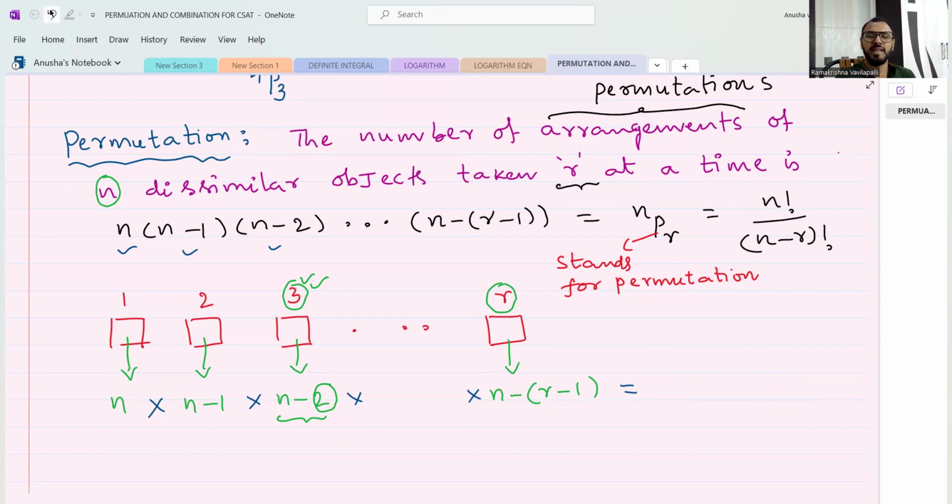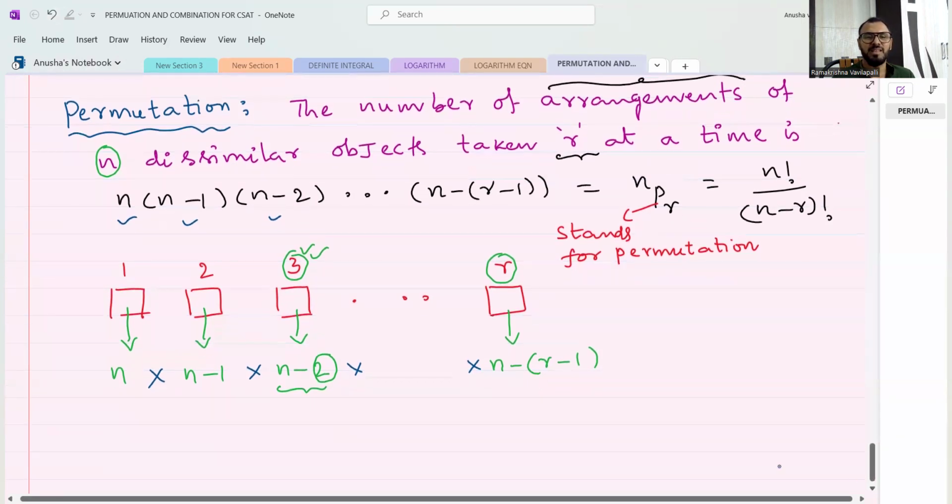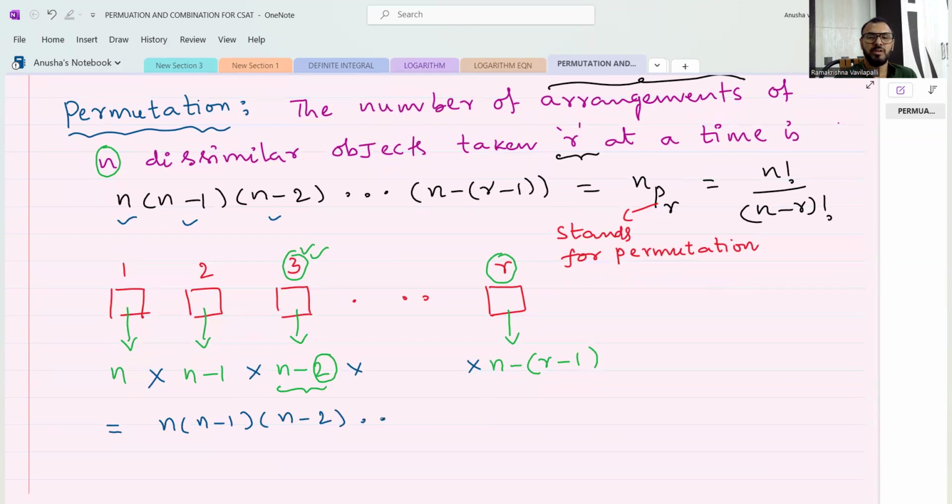The product of first n consecutive natural numbers is nothing but n factorial. See. Now, n into n minus 1 into n minus 2 and so on, n minus r plus 1. Expect what will be the next one. The next one will be n minus r. What will be the next one? N minus r minus 1. You go up to 1.